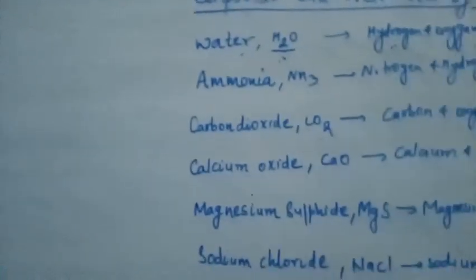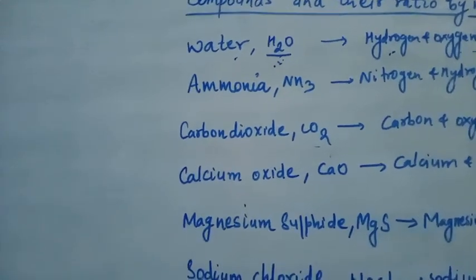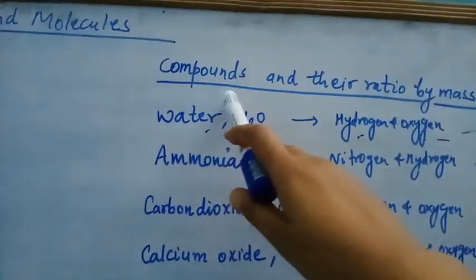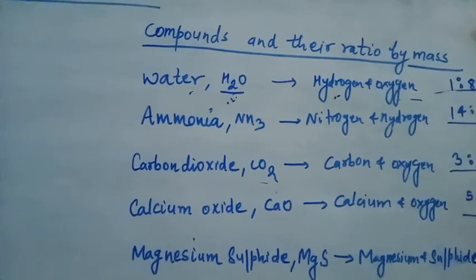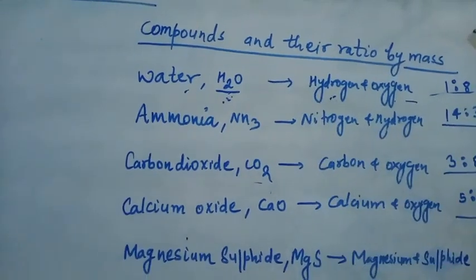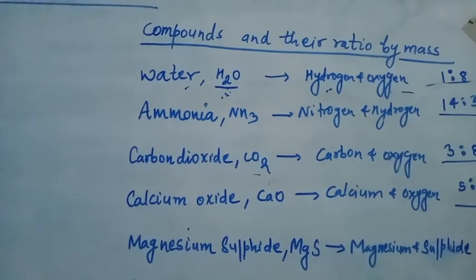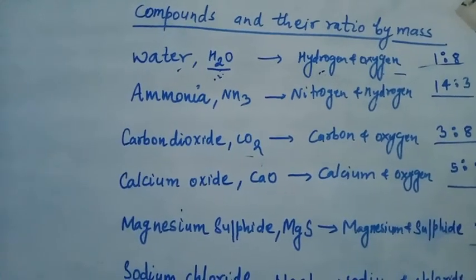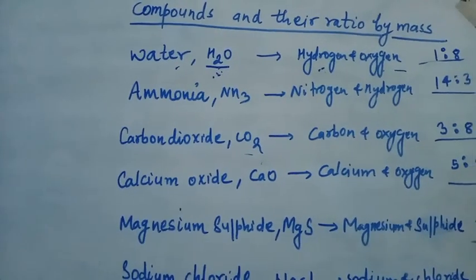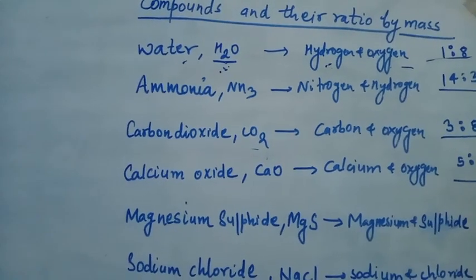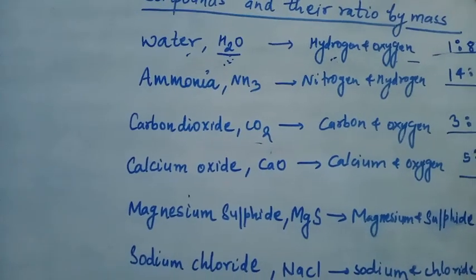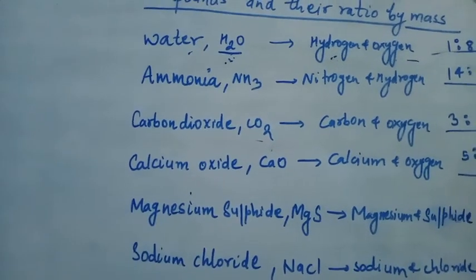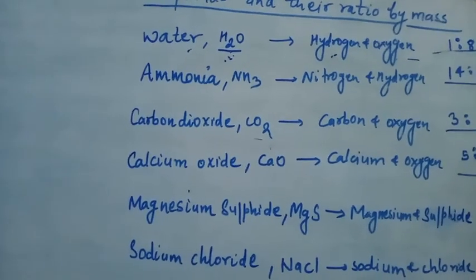Before going to the exercises, first I want you to revise compounds and their ratio by mass. This we have already studied when we were covering the topic law of chemical combination. You know that according to the second law of chemical combination, that is the law of constant composition and definite proportion, when two or more elements combine or react to form one or more compounds, they combine or react in a fixed ratio by mass and in constant composition.